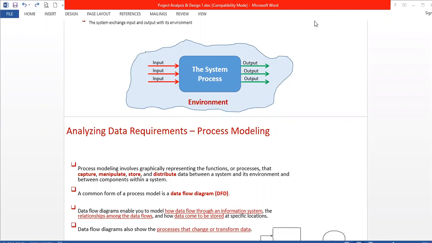Actually, students, again we have to see some status, we have to see the different symbols of DFD. हमने पिछली स्लाइड में इसको brief में discuss किया. Generally जो हमारा process modeling है, वो to capture, to manipulate and store the data. For that reason, it can be used. A common form of process model is a data flow diagram.